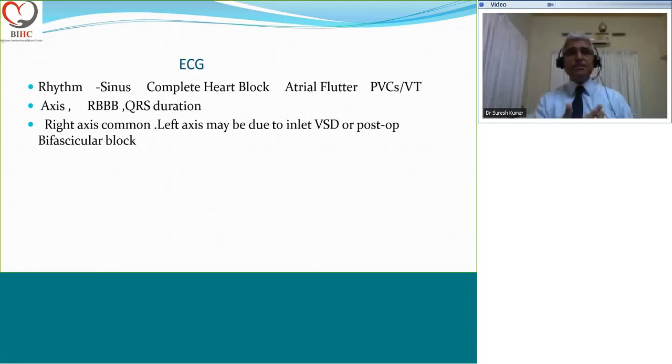And if you're looking at the axis, a right bundle branch block is common, almost invariable. You must look at the QRS duration carefully. The axis is usually right, but a left axis may occur either because there was an inlet VSD or there is a post-op bifascicular block. There is an RBBB with a left anterior fascicular block.